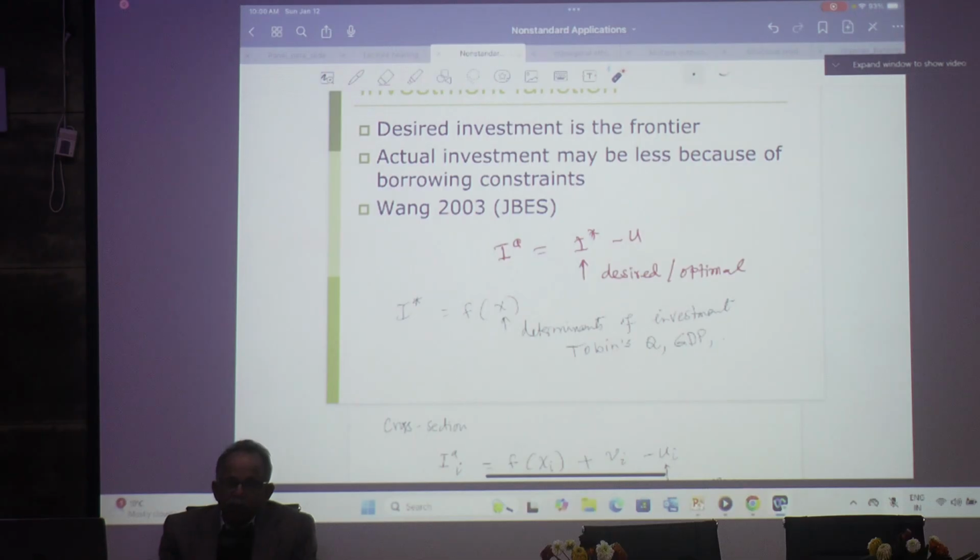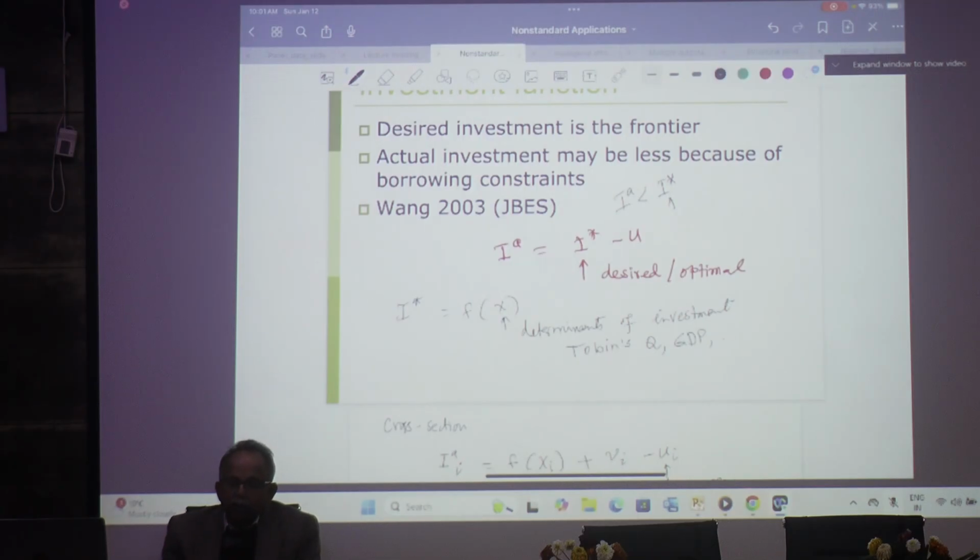So you have this type of thing, that means your actual investment, if you write it out like this, I^A, is going to be less than I star. What is I star? This is the optimal, or desired. This is the whole thing that I was talking about. If you have an inequality, you can make the two sides equal by adding or subtracting something, or multiplying by something less than 1 or bigger than 1.